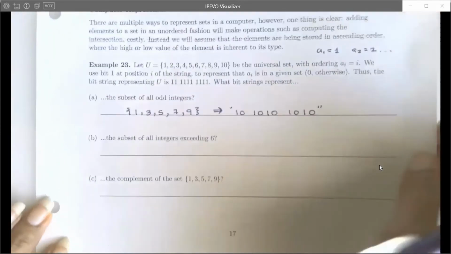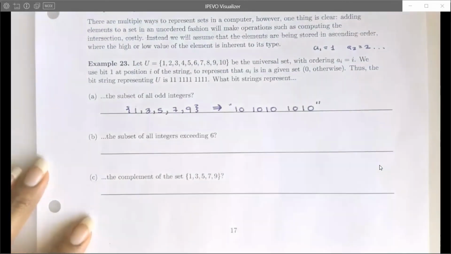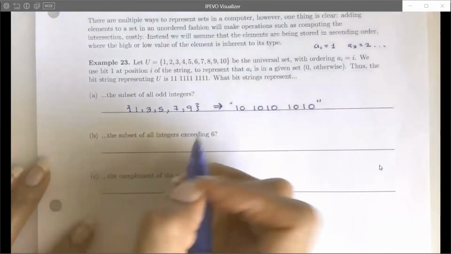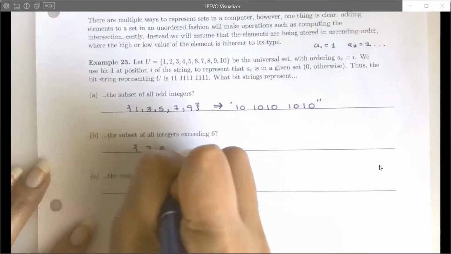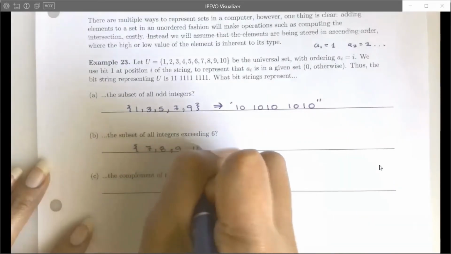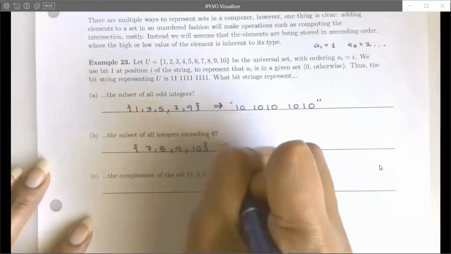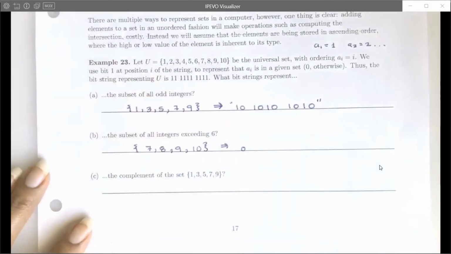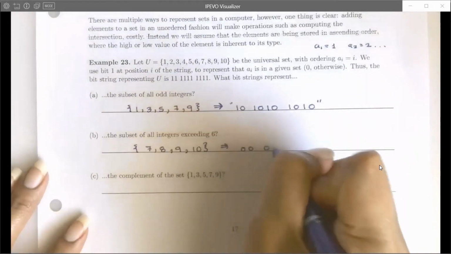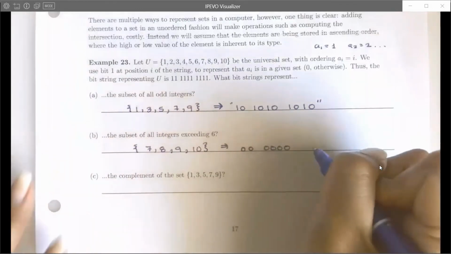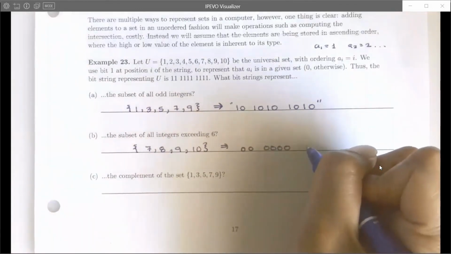What if we want to represent the subset of all integers exceeding 6? Well, all integers exceeding 6 would be 7, 8, 9, 10. And that's going to translate into the first 6 bits being 0, and then the last 4 bits being 1s.